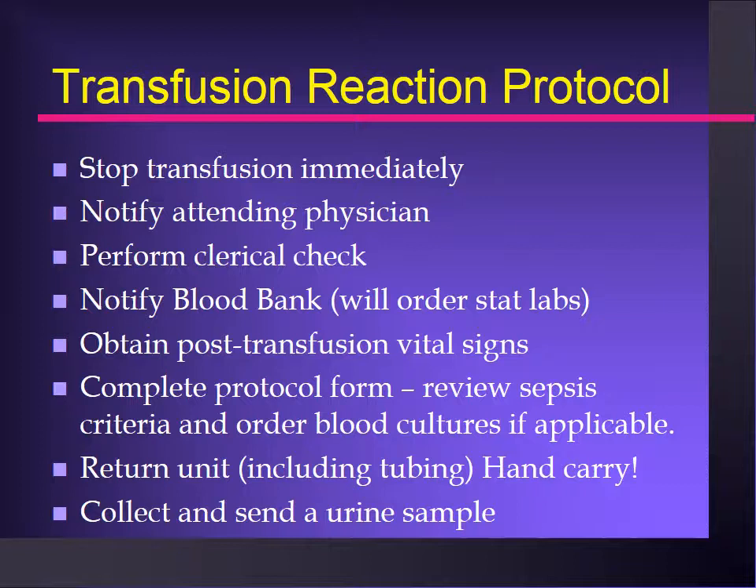We will need you to return the unit, including any tubing, and hand carry it down or have someone carry it down in a red bag. You don't want to send something that's been opened through the pneumatic tube station. Finally, we will need you to collect and send down a urine sample so we can check it for blood and red cells under the scope.